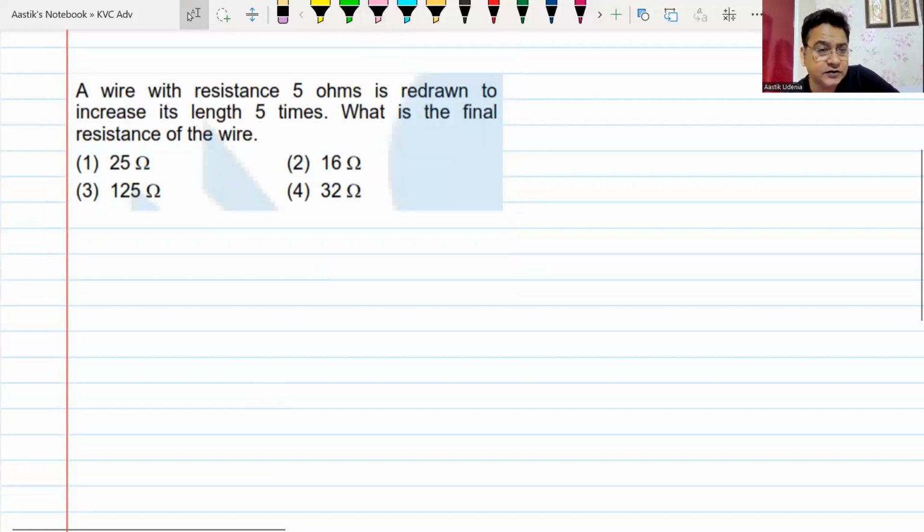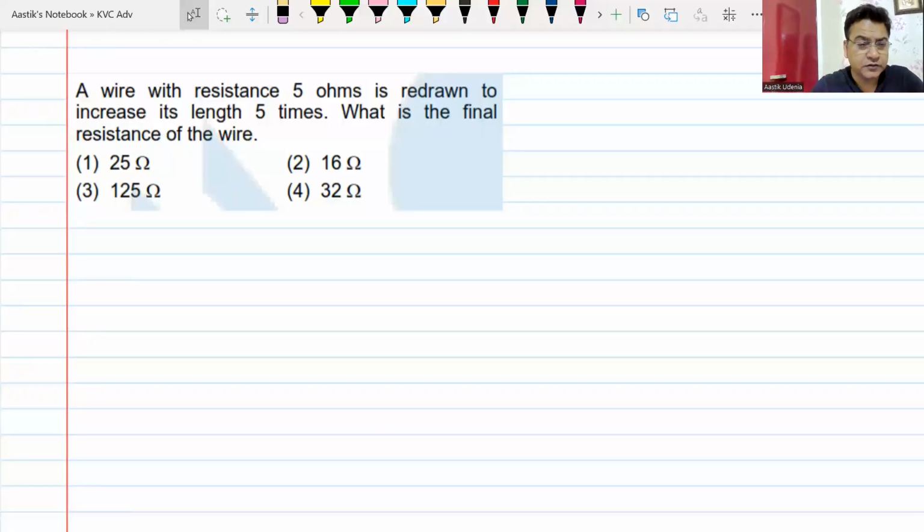And this is the first question for you. A wire with resistance 5 ohms is redrawn to increase its length 5 times. What is the final resistance of the wire? I'll give you a minute to give me the answer. We have done a lot of questions of this type. Still, don't remember how to do this.